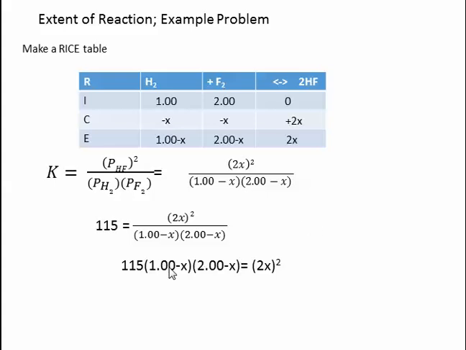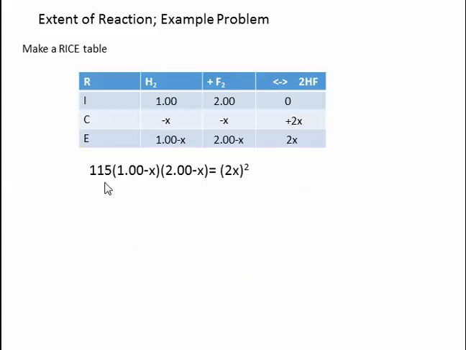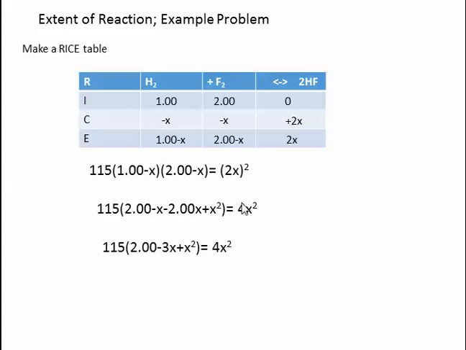And then what we're going to do here is I'm going to go ahead and take 1 minus x times 2 minus x. So we have 1 times 2 is 2, 1 times x is minus x, plus negative x times 2, that's negative 2x, and then negative x times negative x is x squared. Alright, and so here's what we had here, and then so I just multiplied 1 minus x times 2 minus x. I get 115 times 2 minus x minus 2x plus x squared equals 4x squared.